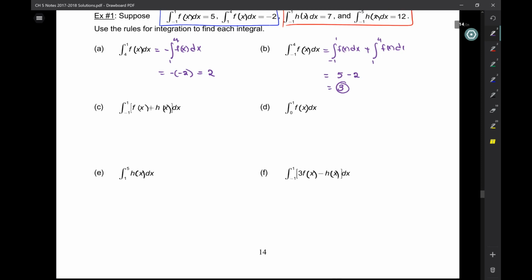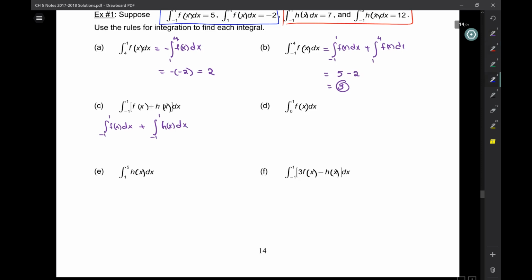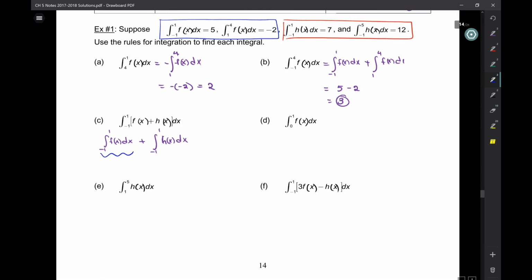Okay, so take a look at this one. I have negative 1 to 1 of f of x plus h of x. I can totally split those up: negative 1 to 1 of f of x dx plus negative 1 to 1 of h of x dx. So am I given a value for negative 1 to 1 of f of x dx? What is it? 5. Am I given a value for this? 7, 12.